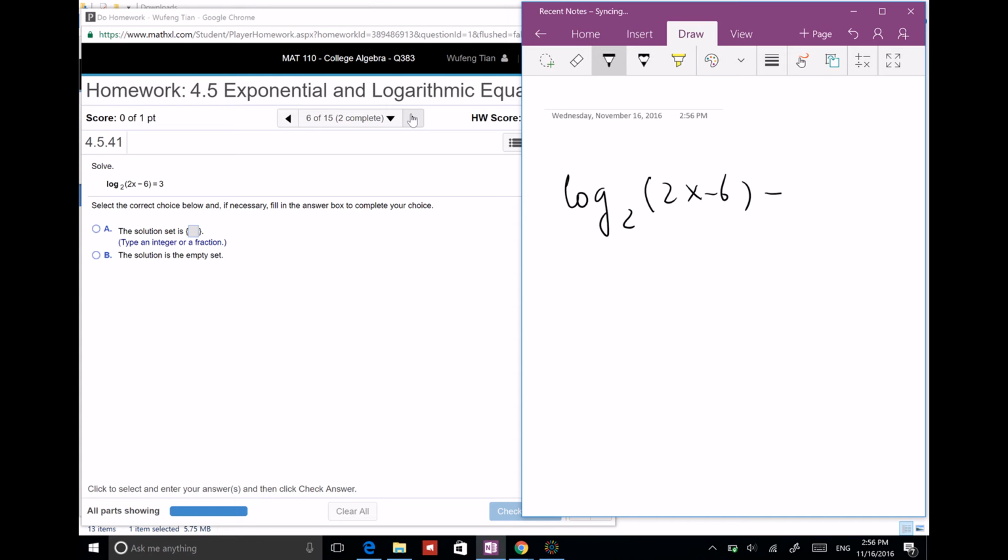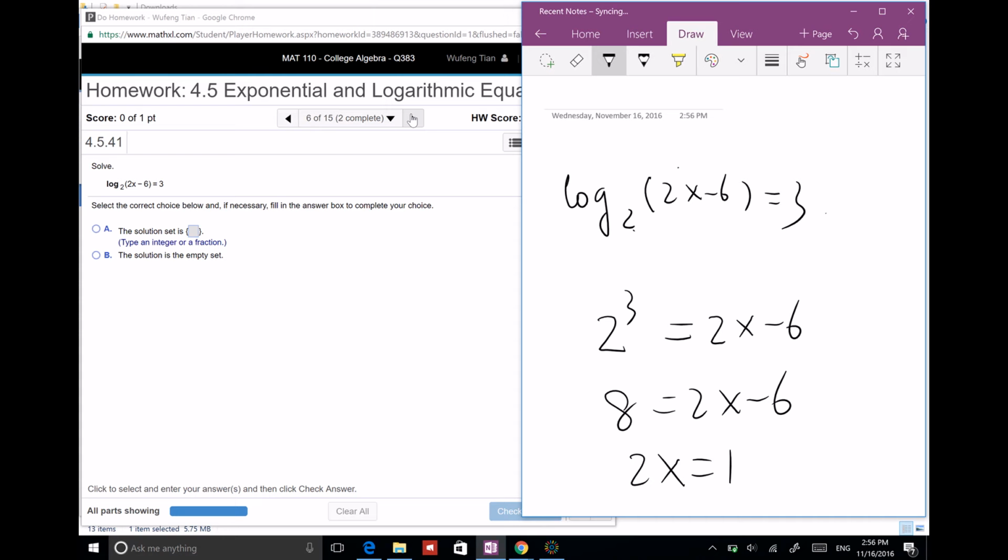2x minus 6 equals 3. Change it, so 2 to the power 3 equals 2x minus 6. So 8 equals 2x minus 6. 2x equals 14, x equals 7.